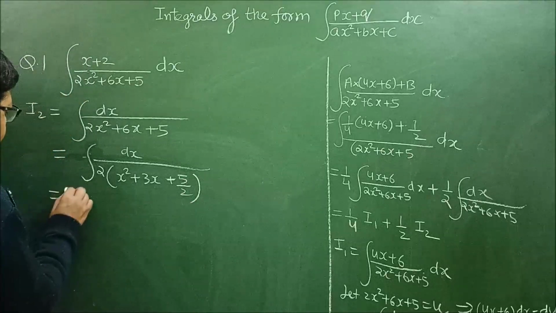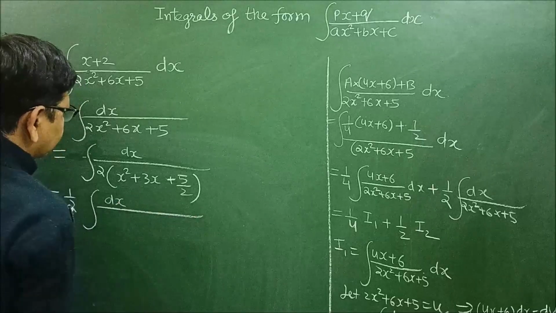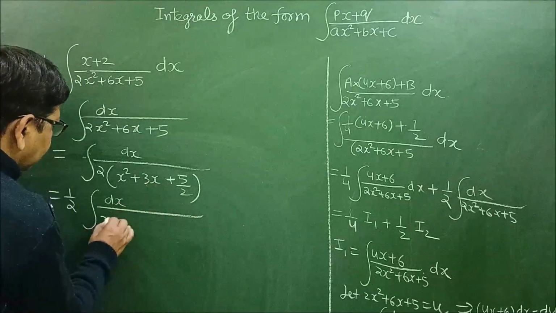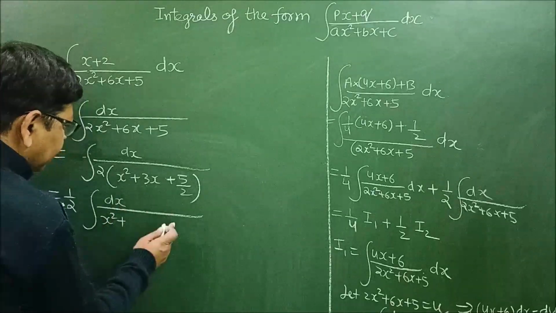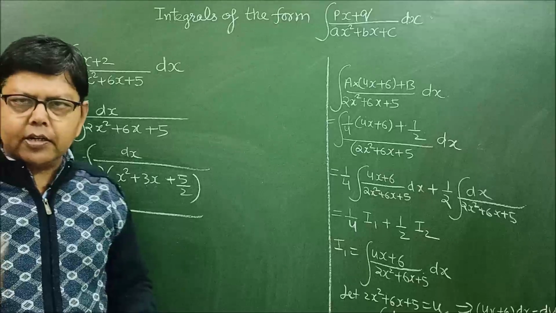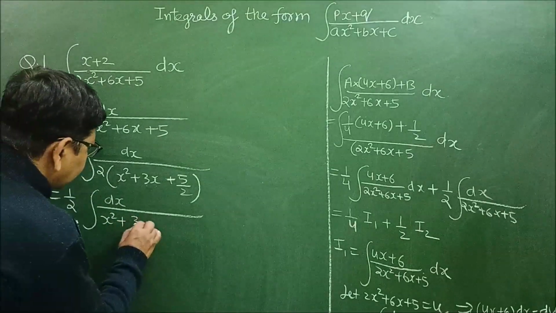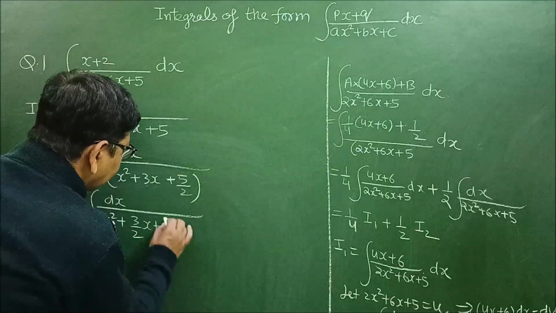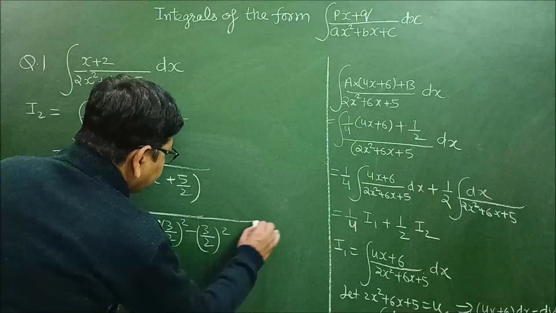Now 1 upon 2 integral of dx upon x² plus 3x plus 5 upon 2. The coefficient of x is 3 here, so half of 3 is 3 by 2. Adding (3 by 2)² and subtracting (3 by 2)² to make it a perfect square, we get x² + 3 by 2 x... x² plus 2 times x times 3 by 2 plus (3 by 2)² minus (3 by 2)² plus 5 upon 2.